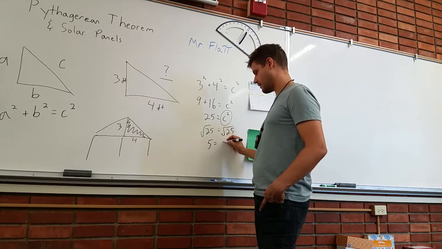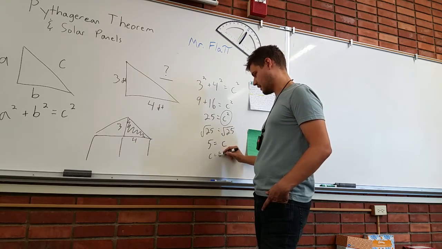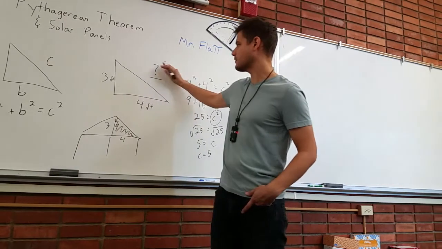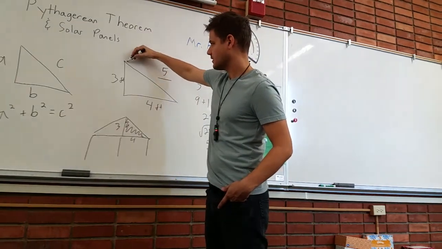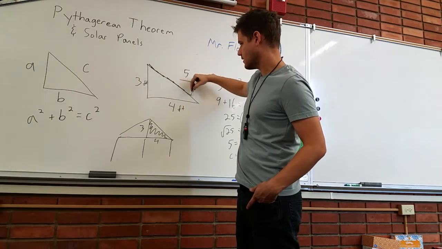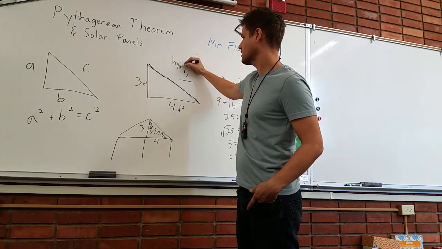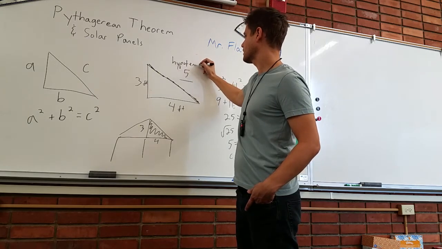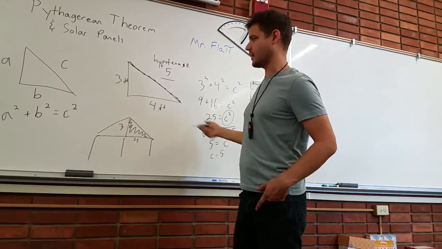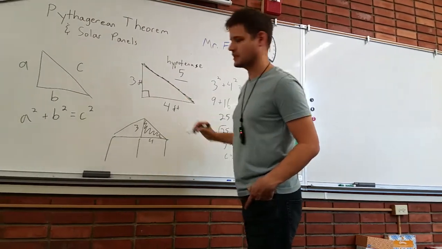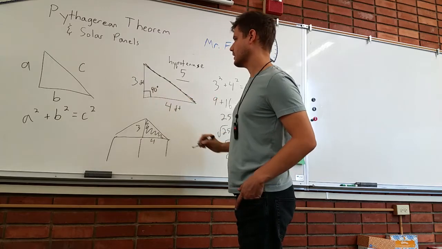Now we're left with 5 equals C, or our third side, C, equals 5. So that just gave us the length of this hypotenuse, or the longest side of a right triangle, designated by a box here. This needs to be 90 degrees.